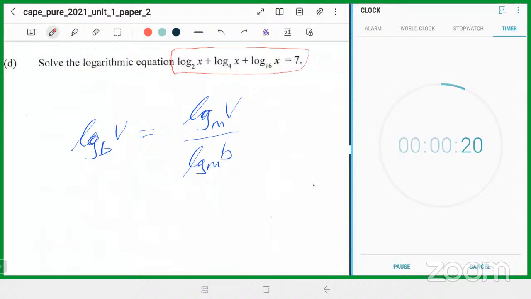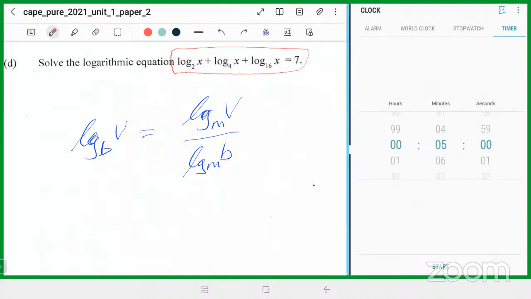But finish? Yes, sir. Yes, sir. All right, let me stop this then. And let me do it now.